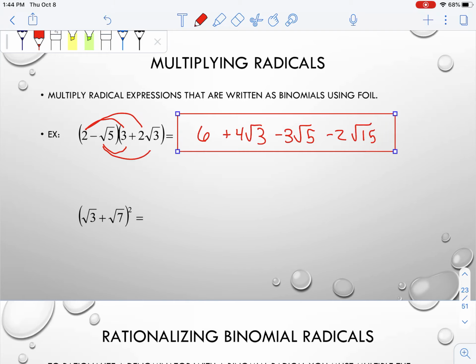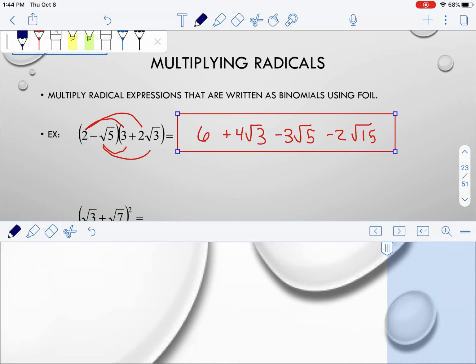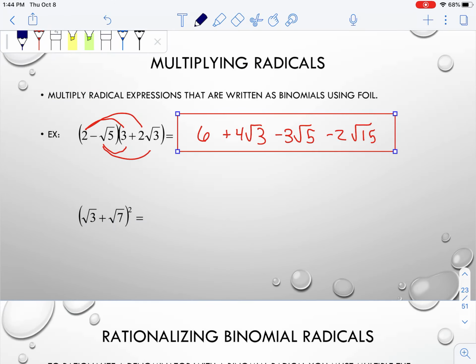The next one, this is that common mistake we've been talking about over the last couple of days. What does it mean to square something? To square something means to multiply it by itself. The squared does not distribute over addition or subtraction. So that's a no-no. So we're going to multiply root 3 plus root 7 times itself.